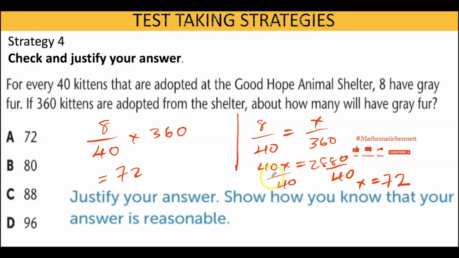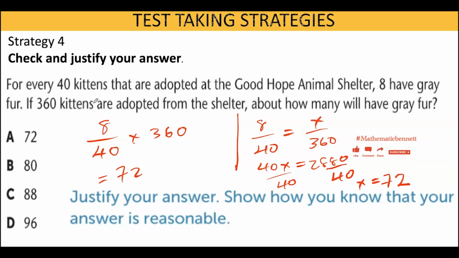Alright, so a part of justifying your answer is actually doing it using a second method. So you could use another method to justify your answer, or you could look at the reasonableness of the answer. Alright, looking at the answer, we know that 8 out of 40 are gray fur. So 360 is about 9 times 40. So 9 times 8, that's actually 72.